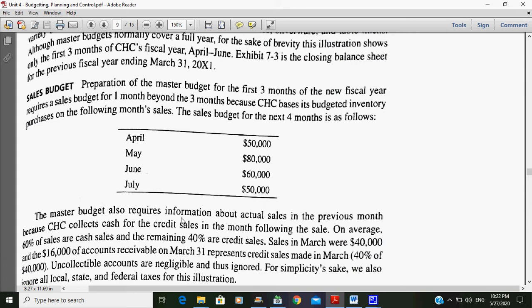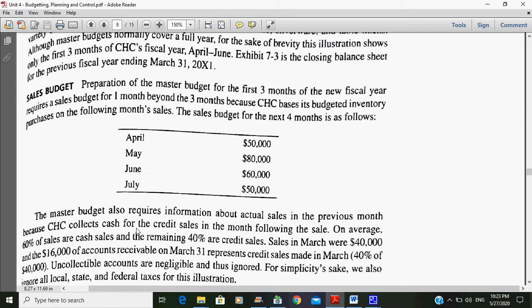The master budget also requires information about actual sales in the previous month because CHC collects cash for credit sales in the month following the sale. What this means is that they would have collected credit sales for April in May. Or they'd have collected credit sales for March in April. Follow me? That's what this means. So they would have collected the cash for the credit sales made in what? March, in April.